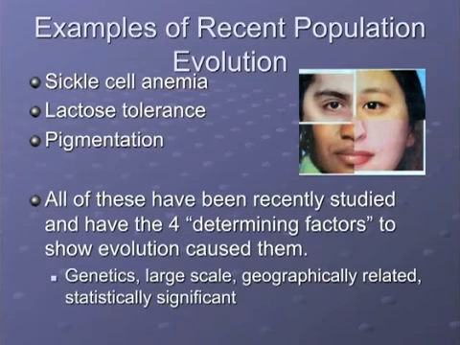So all of these have actually been recently studied and have the 4 determining factors to show evolution. The determining factors are the things that have to be shown in research to prove evolution, and it's the fact that it's genetic, it's large scale, so it's not just one little population, it's basically worldwide or countrywide. It has to be geographically related, and it has to be statistically significant, obviously.